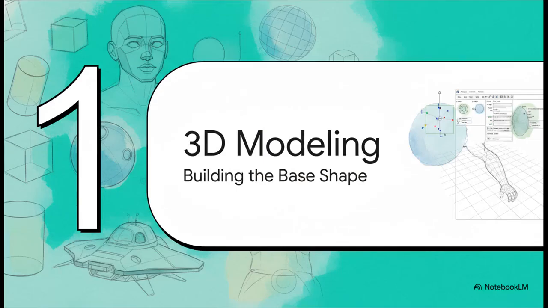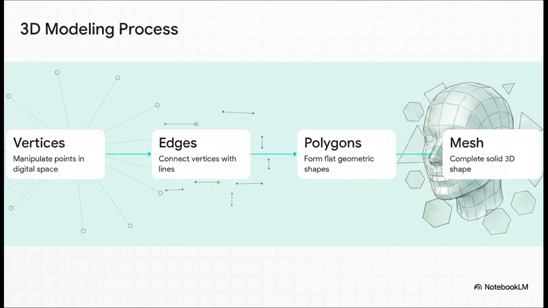So, Stage 1, the 3D modeling process, building the base shape. The whole process of 3D modeling really just boils down to connecting invisible dots in a digital space. You begin by grabbing these points called vertices, you connect those vertices with lines, form flat shapes called polygons, and literally build up a solid 3D shape step by step. It's incredibly similar to sculpting with digital clay, but instead of pushing mud around, you're meticulously tweaking geometric points to nail down your character's silhouette.